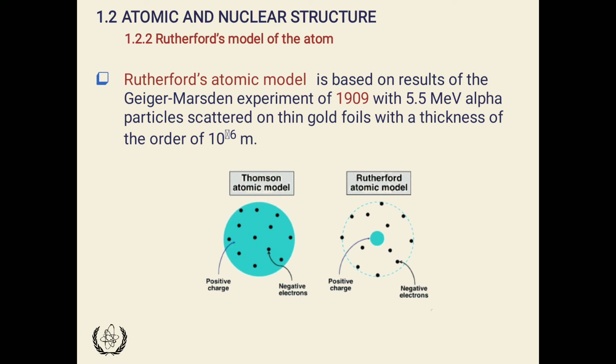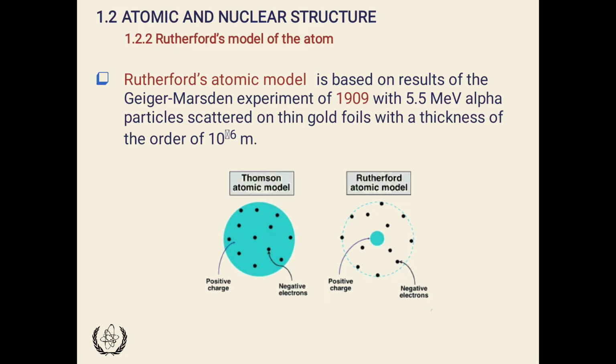So we have completed the basic definitions of atomic and nuclear structure. Now look into the first successful model of an atom, which was put forth by Rutherford. Rutherford's atomic model is based on the result of the Geiger-Marsden experiment of 1909 with 5.5 mega electron volt alpha particles, scattered on gold foils with a thickness of the order of 10 raised to minus 6 meter.